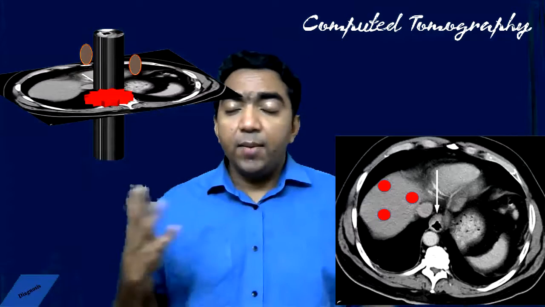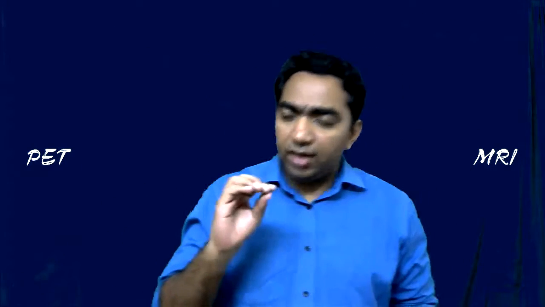Another thing is PET scan and MRI. PET scan has a bit more increased sensitivity and specificity than CT scan as far as the tumor is concerned, but PET scan is not that helpful while reading the lymph nodes. So CT scan and PET scan can be used together to better stage the carcinoma esophagus.